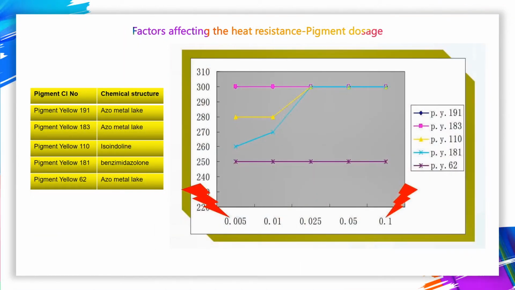The heat resistance is related to the dosage. A pigment's heat resistance is different under different concentrations. You can see very clearly from the image below, some well-structured pigments such as the yellow metal lake, their heat resistance does not go down when the color concentration goes down.